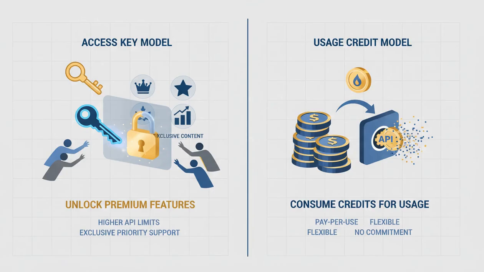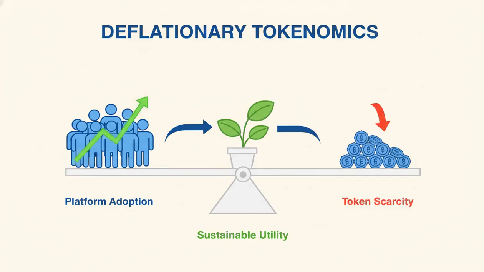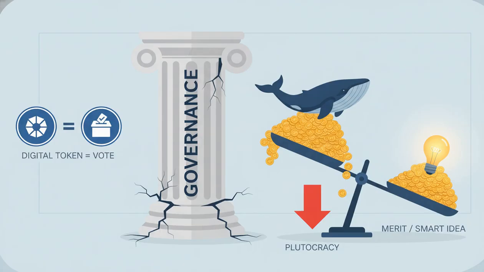Another powerful model is the access key. Holding the token unlocks premium features or higher API limits, creating intrinsic demand from your most valuable users. And one of the most elegant designs is the usage credit that gets burned upon use. This creates a direct, deflationary link to platform adoption. As your product gets more popular, your token gets scarcer. That's real, sustainable utility. So let's talk about that second pillar, governance.